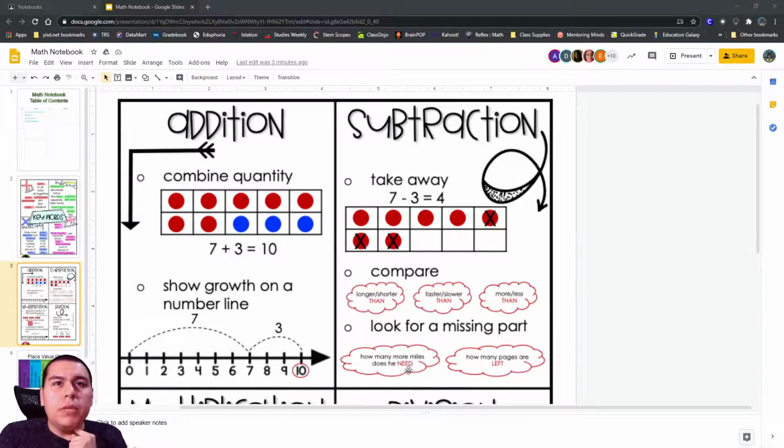So like this one, how many more miles does he need? Like if he's running a race and he's run some of it already, but he's not finished, you could use subtraction to figure out how much of that race is left. Or like if you're reading a book, how many pages are left? If someone's already started reading, you could use subtraction and figure out how much of the book they have left. Or like pizza. If you have a pizza and you started eating some of the pizza, you could use subtraction and figure out how many pieces of the pizza are left.